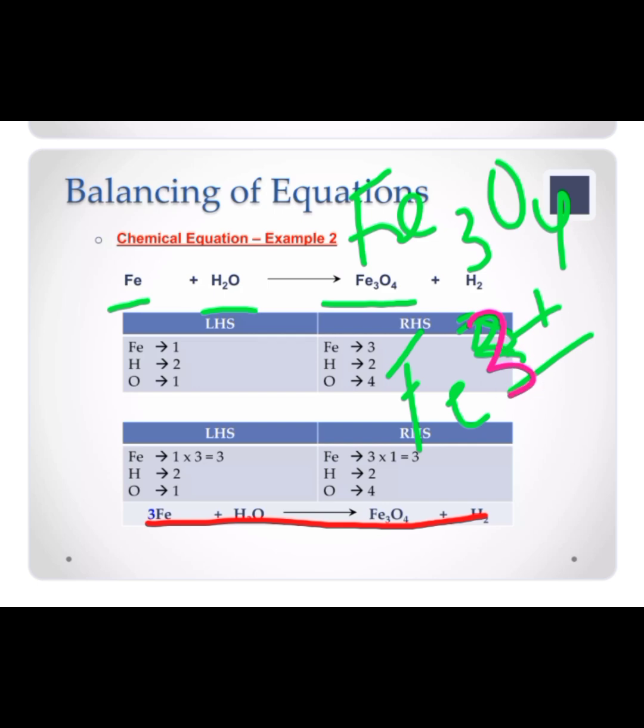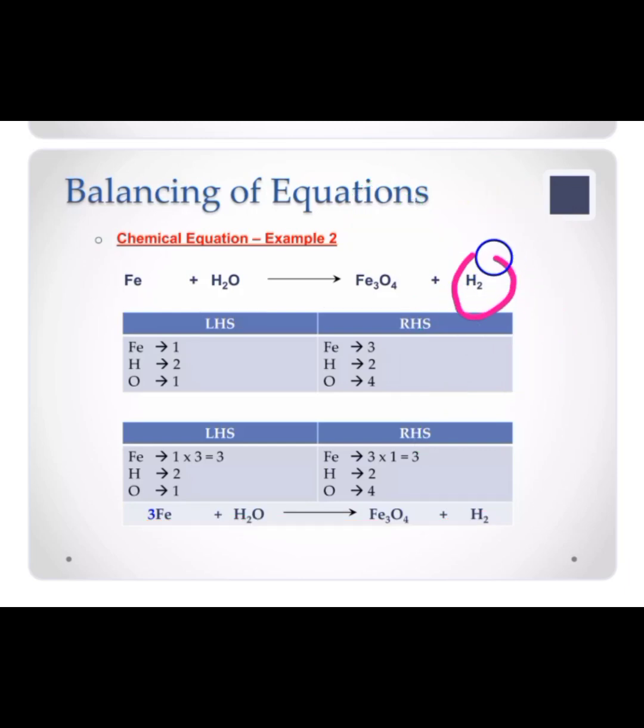Ferric oxide contains Fe3 positive, along with H2 gas. Now we need to balance the equation. First of all, we have to pick up the complex formula in the given equation, that is Fe3O4.